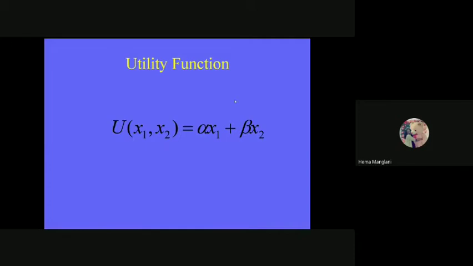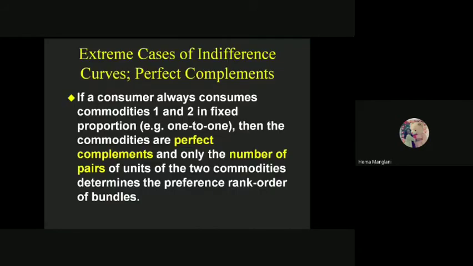So alpha by beta is nothing but your MRS in this analysis, the marginal rate of substitution, which has the same constant proportion. Okay. Then we'll come to the extreme cases of indifference curve.